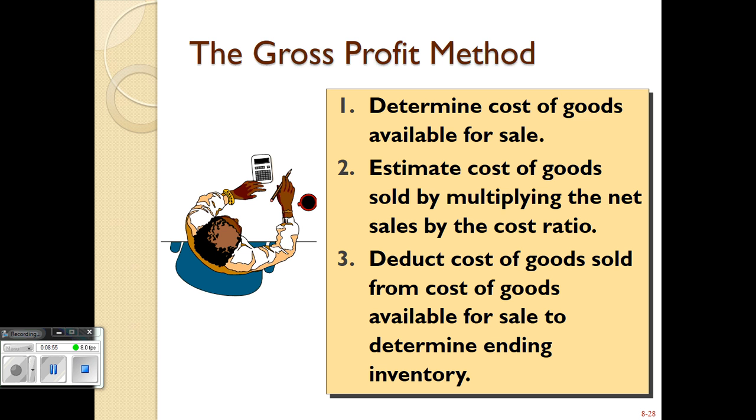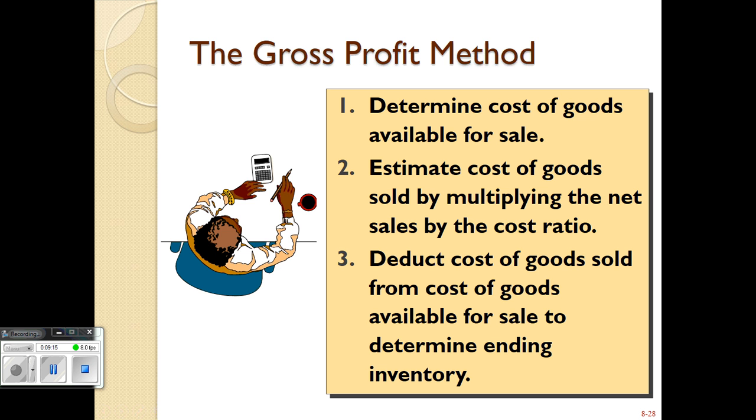And there are 2 methods to do it. One is the gross profit method. There's also a retail method. Because we have to determine how much is kept and how much was lost in that fire or what have you, there are 2 ways to do it. The first one I'm going to talk about here is the gross profit method.